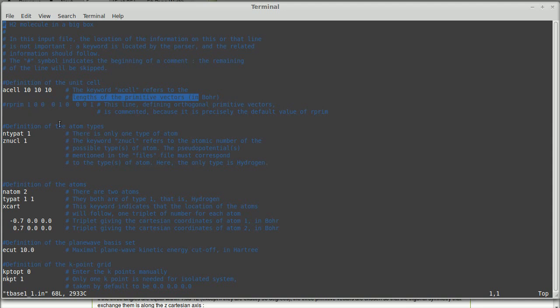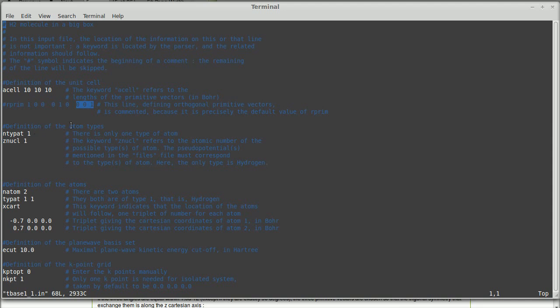So the first vector is along the x direction, the second one is along the y, and then the z. And this line is commented because it's the default value, but you can enable it and it will do the exact same. And then you will multiply this vector by the acell. So you have the vector times 10 to say that it's 10 bohr.